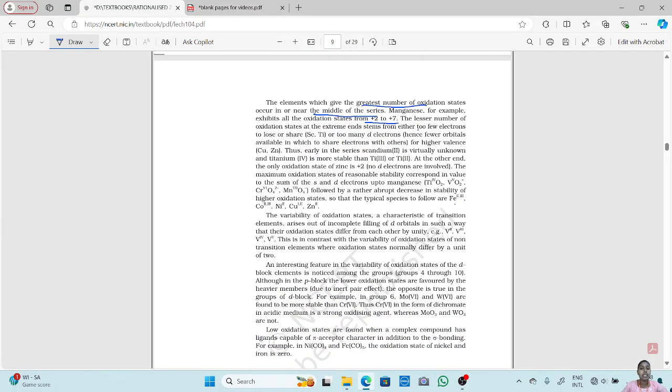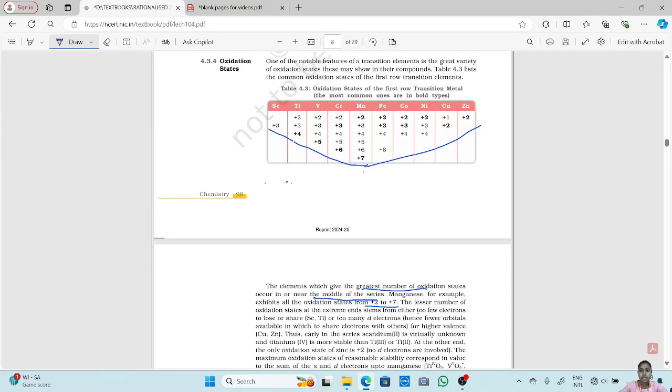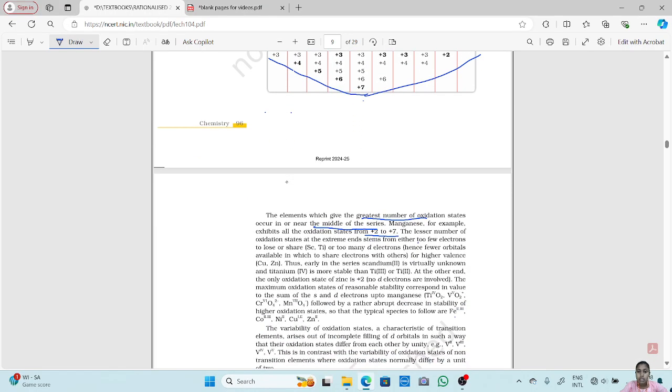Now, it decreases when you go towards the end, right? Here you can see it decreases as we go towards the end of the series. That is basically because there are very few electrons. Okay, there are few electrons to lose or share. That's why it decreases as we go.